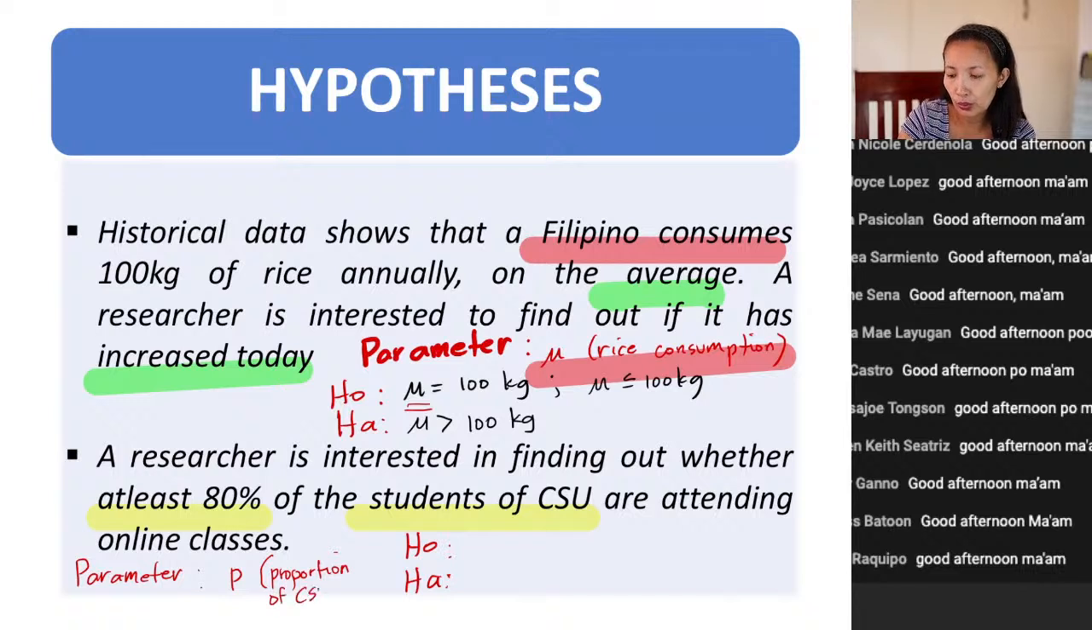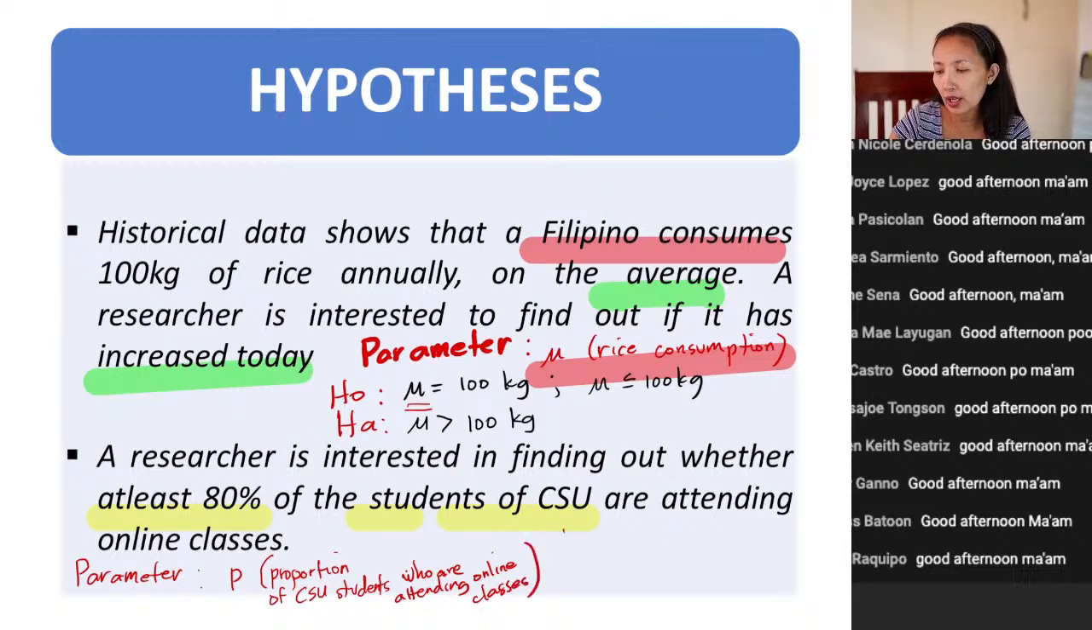CSU students who are attending online classes. Okay, so this is our parameter. So we are ready to state HO and HA. But again, look for clues on how you will state your HO and HA.